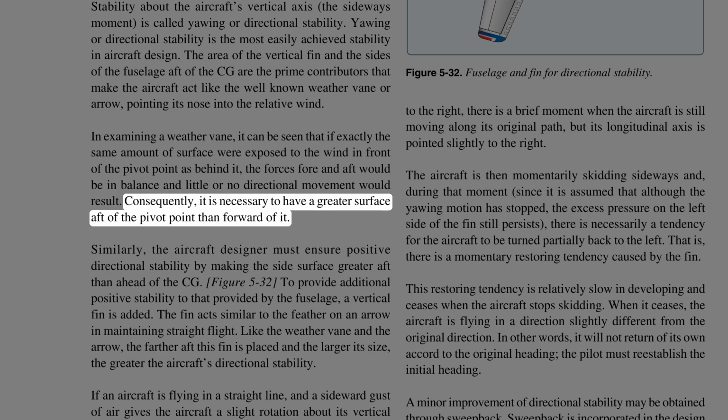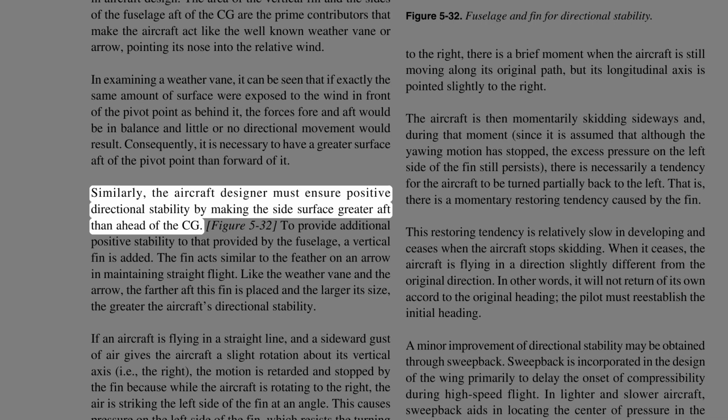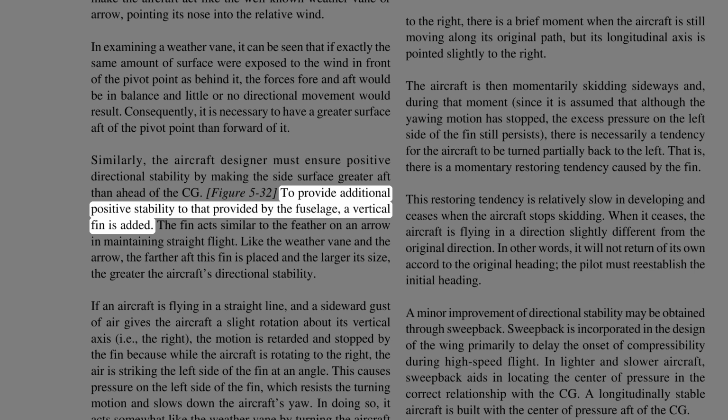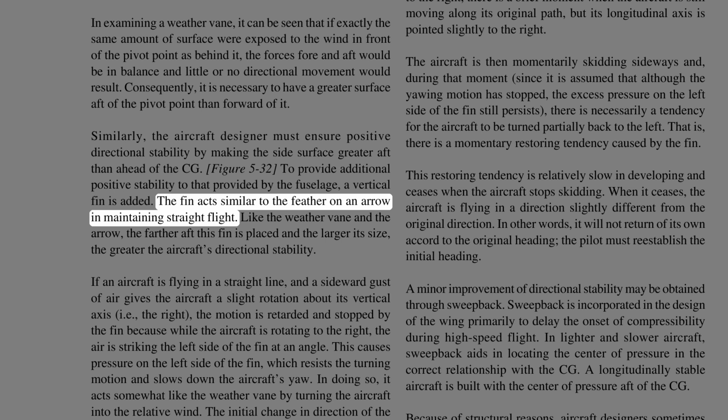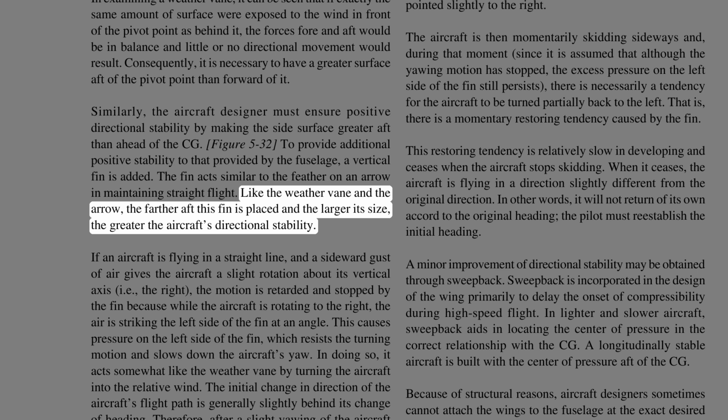Consequently, it is necessary to have a greater surface aft of the pivot point than forward of it. Similarly, the aircraft designer must ensure positive directional stability by making the side surface greater aft than ahead of the CG. To provide additional positive stability to that provided by the fuselage, a vertical fin is added. The fin acts similar to the feather on an arrow in maintaining straight flight. Like the weather vane and the arrow, the farther aft this fin is placed and the larger its size, the greater the aircraft's directional stability.